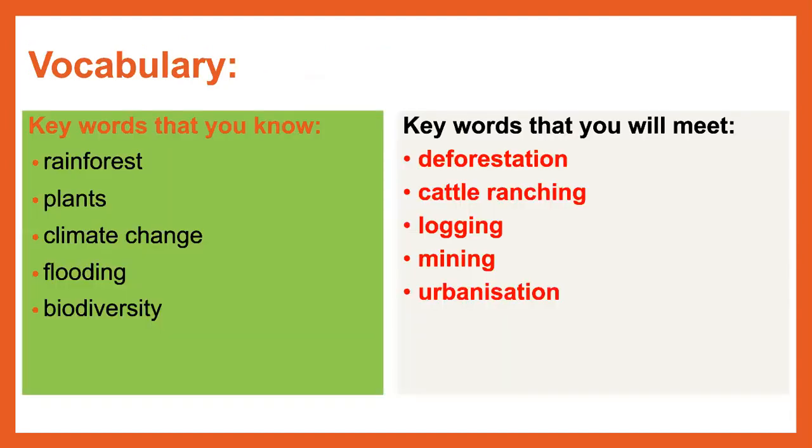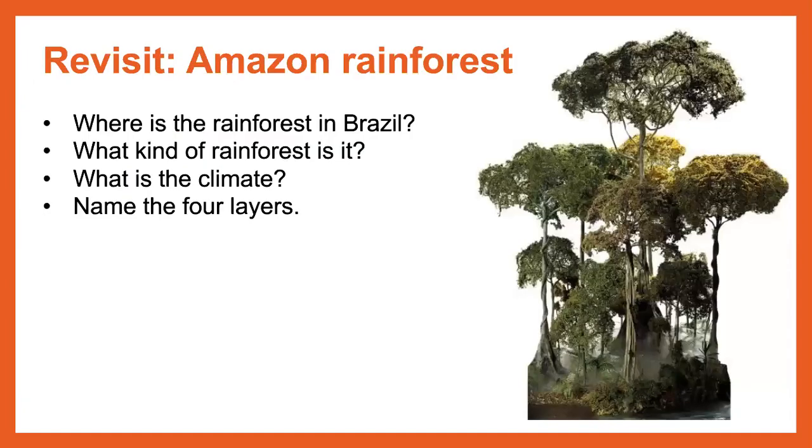So the key vocabulary words that you already know will be rainforest, plants, climate change, flooding, and biodiversity. And the key words that you are going to meet in today's lesson are deforestation, cattle ranching, logging, mining, and urbanization.